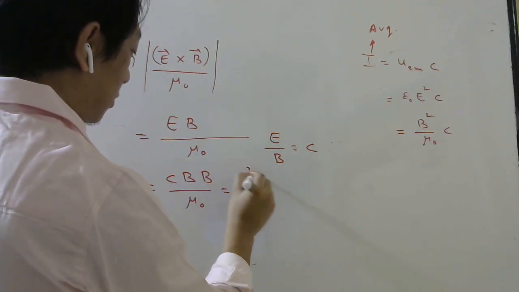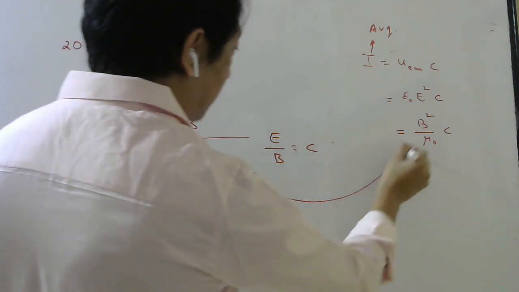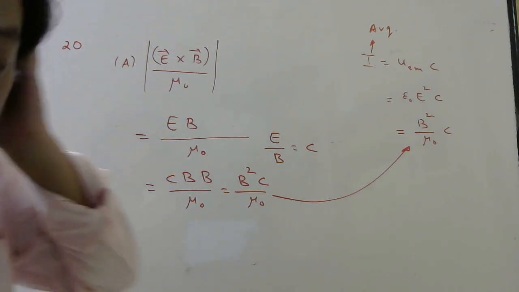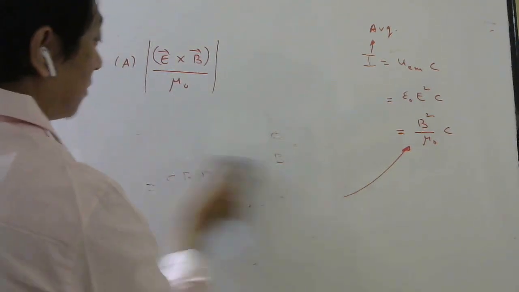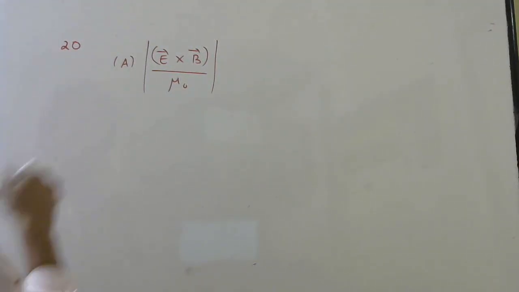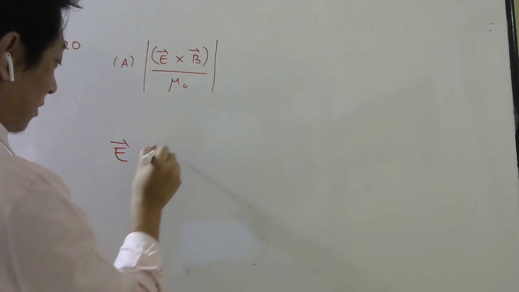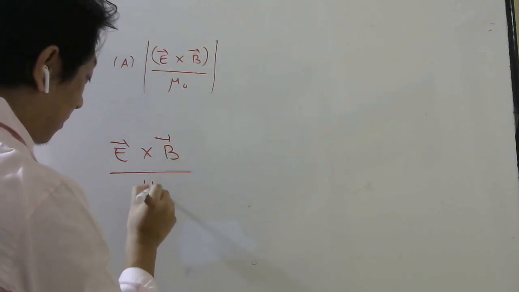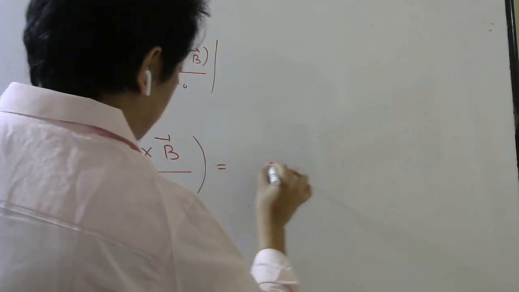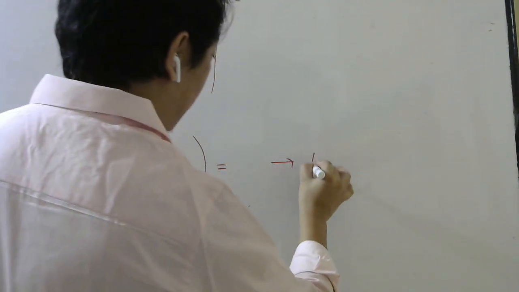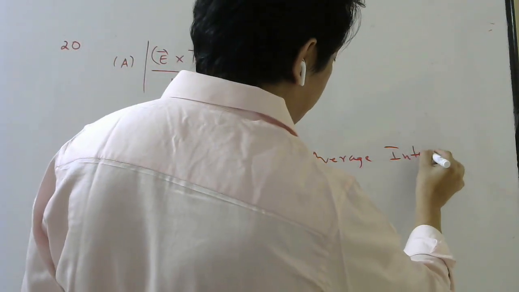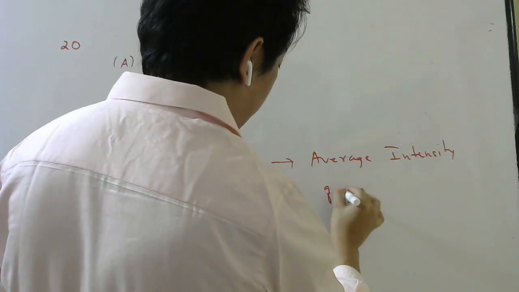So you see, you will get B square C by mu naught, which is again matching with this. Correct, no students? So this actually is your average intensity. So what we have discovered is something very nice. This vector, E bar cross B bar divided by mu naught, is a vector, remember, which represents the average energy intensity, average intensity I should say, of EM waves.